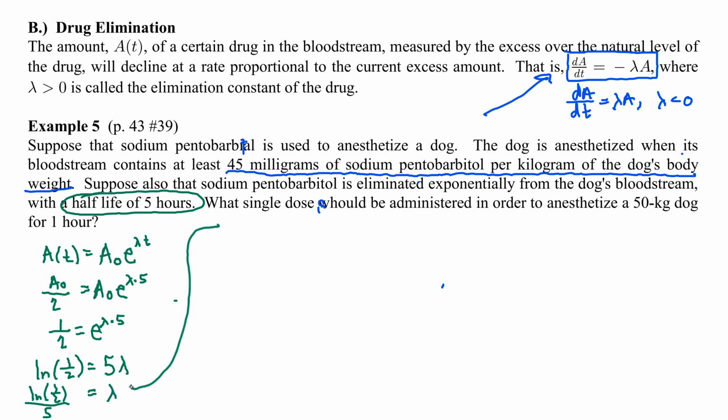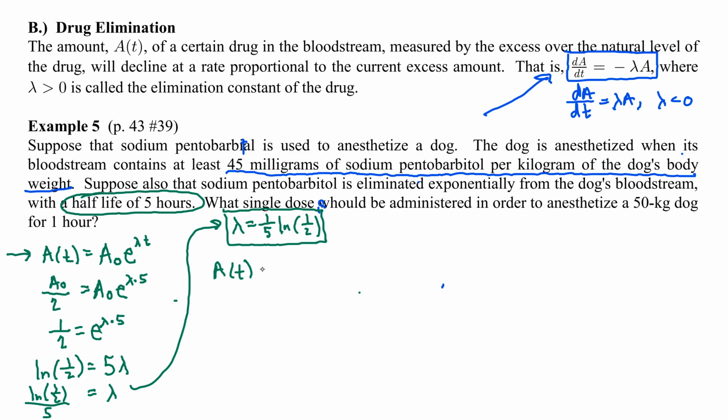Or as you're going to see here in a minute, we're going to stack up the exponents. It might be easier to view this as 1/5 times natural log of 1/2. So this is the decay rate for this particular medicine, sodium pentobarbital. So let's use this lambda value and go back and update our general solution. We'll make it a little more specific.